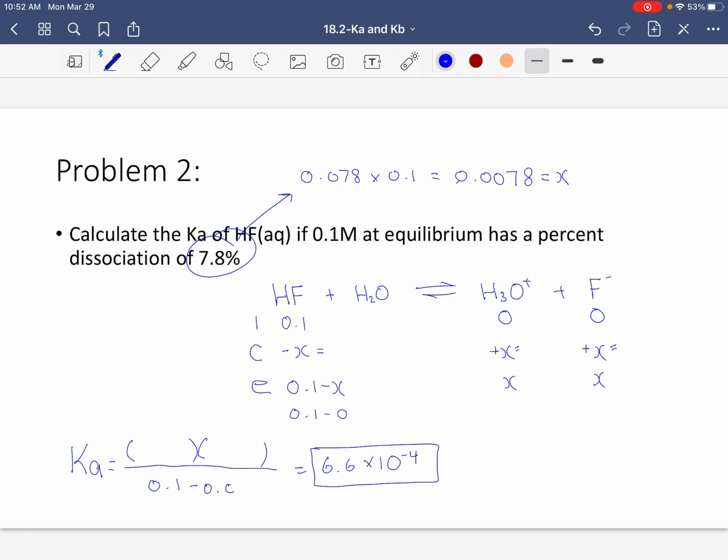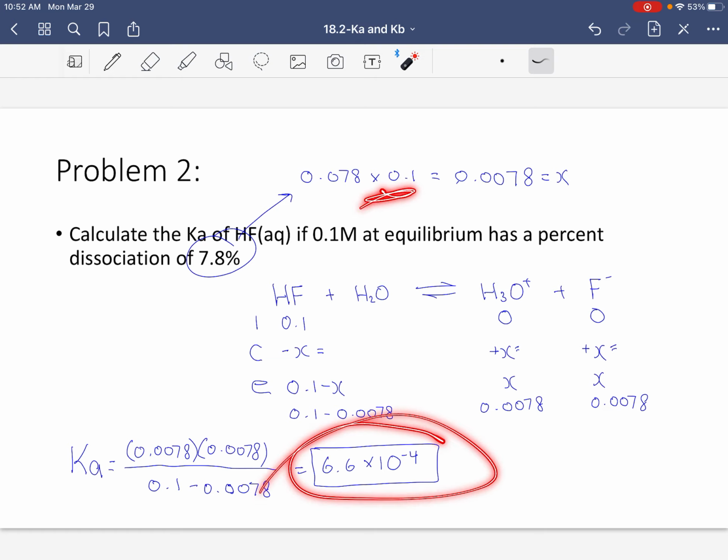So let's plug that back in. Okay, so your Ka should be this. And because I know the answer, because I worked out this beforehand, just forgot about that, this is still 6.6 times 10 to the power negative 4.